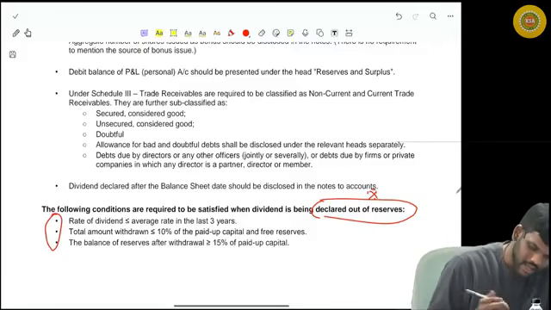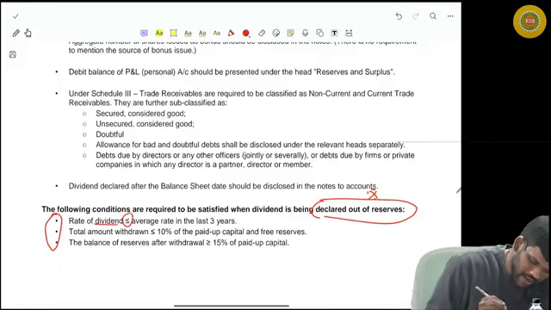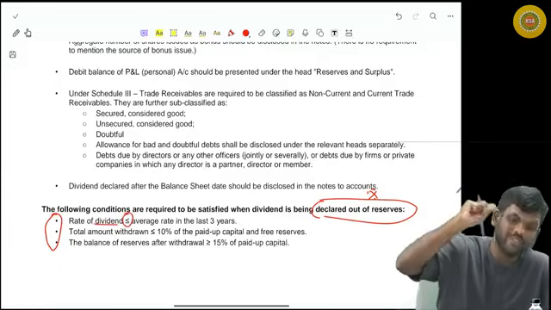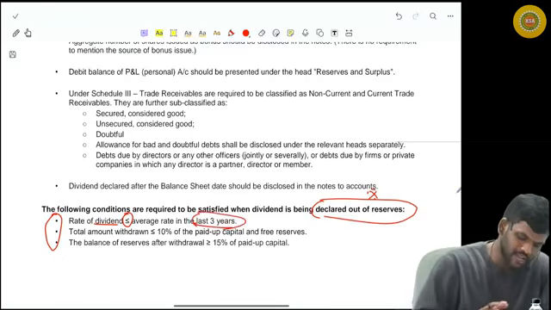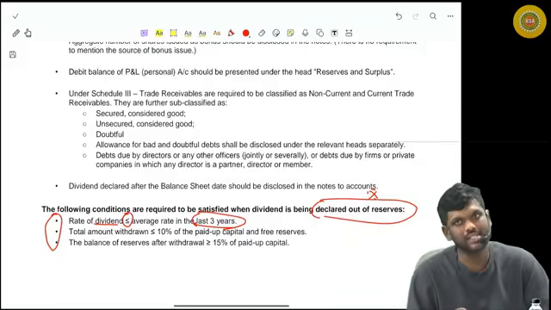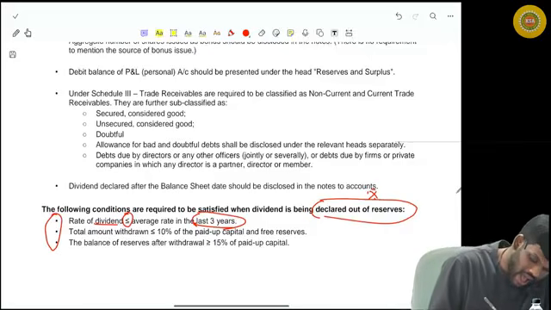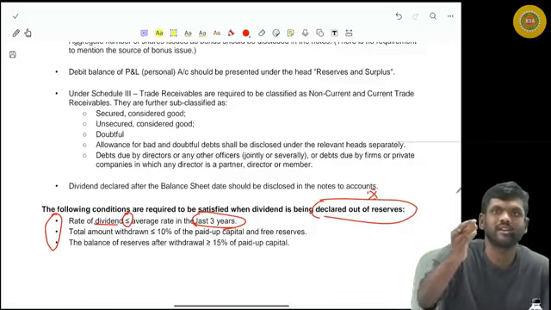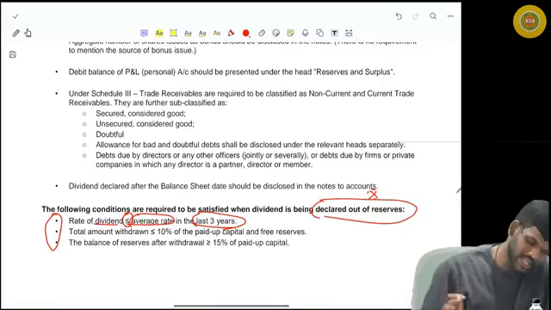Companies Act says the rate of dividend that you are declaring should be less than or equal to the rate of dividend that you have declared in the last 3 years. We will be doing a sum on this also. For now, I'm just telling these conditions. This is the first condition. The dividend rate should be less than or equal to the rate at which the dividend was declared in the last 3 years. Average rate: you should take the last 3 years' dividend rate, calculate the average of that. Current year dividend rate should be less than or equal to that.